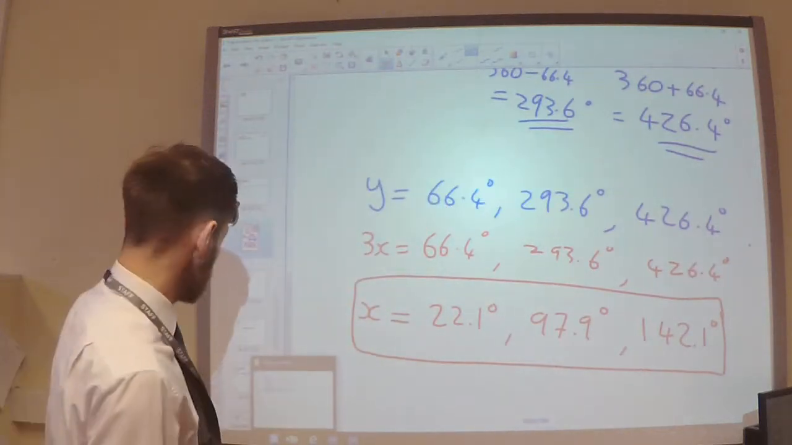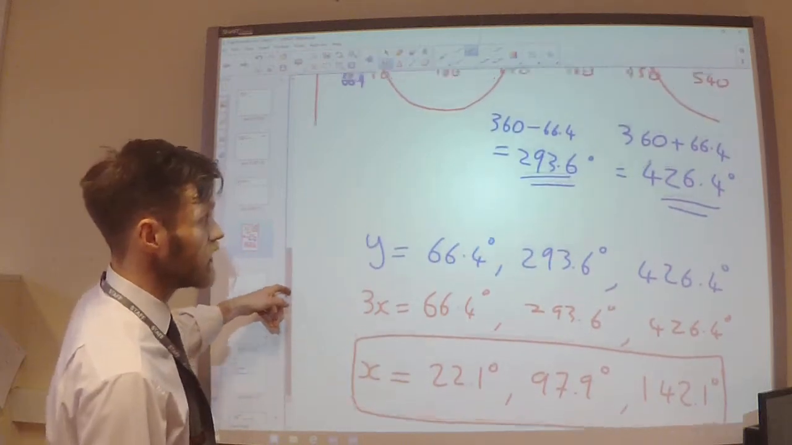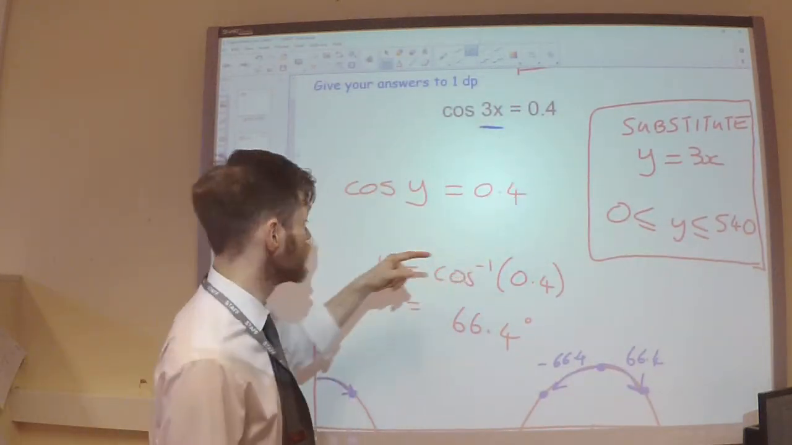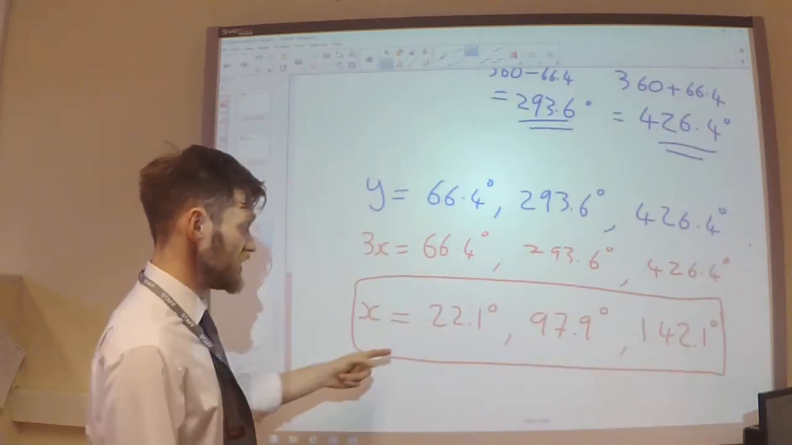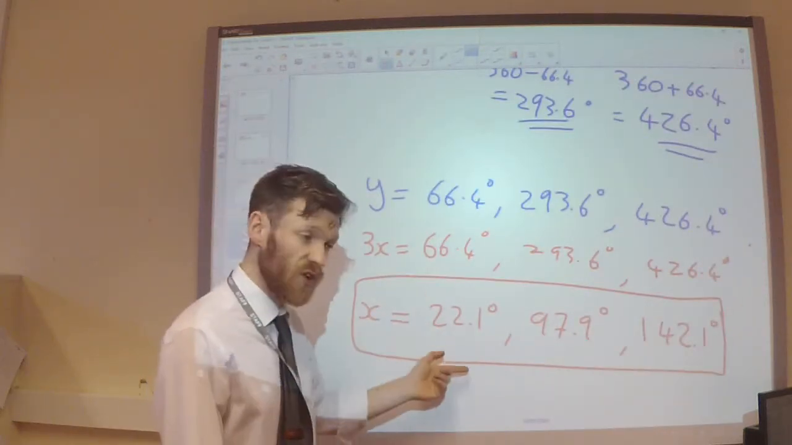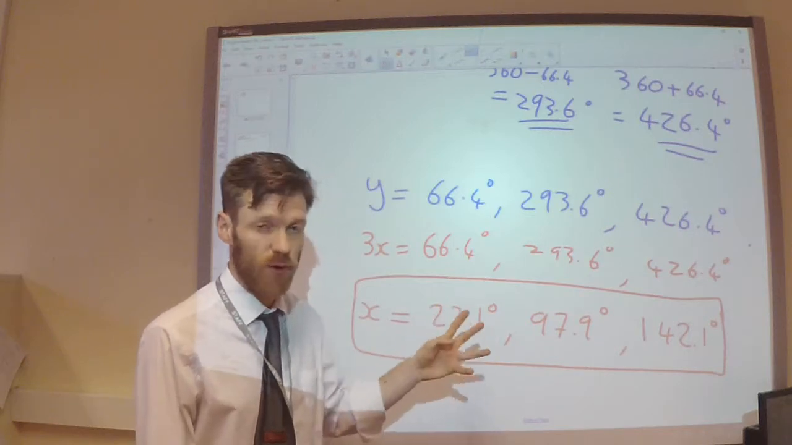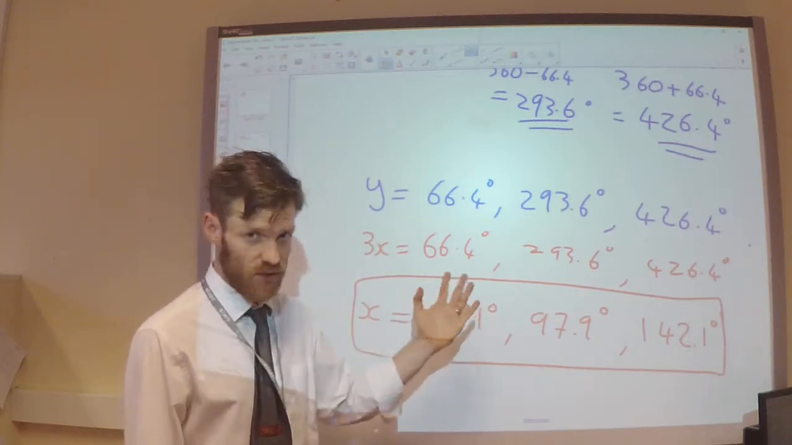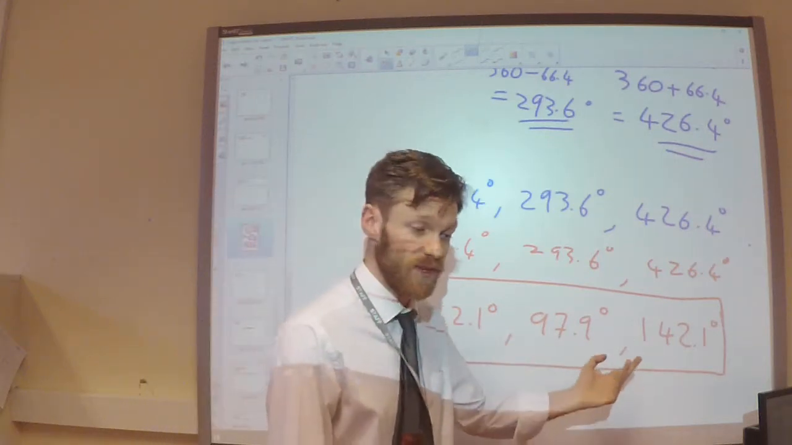If I wanted to check that, I can go back to the original question. Cos 3x is 0.4. So if I times this by 3, do the cos, I should get roughly about 0.4. I won't get 0.4 exactly because I've rounded this, but it should be about 0.4. And the same for both of these.